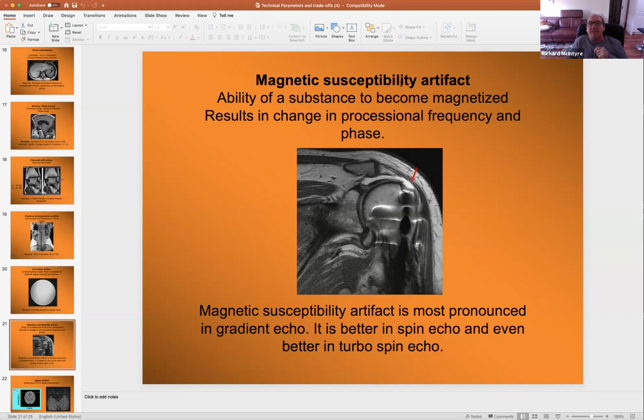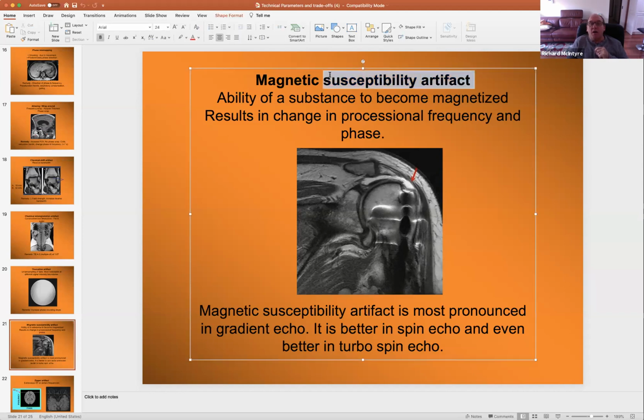called magnetic susceptibility. So magnetic susceptibility covers quite a few different types of artifacts. Certainly the main cause or the most significant cause is metal in the field of view. Ability of the substance to become magnetized results in a change of precessional frequency and phase. We know that magnetic susceptibility, like susceptibility in the brain imaging, is most pronounced in gradient echo.